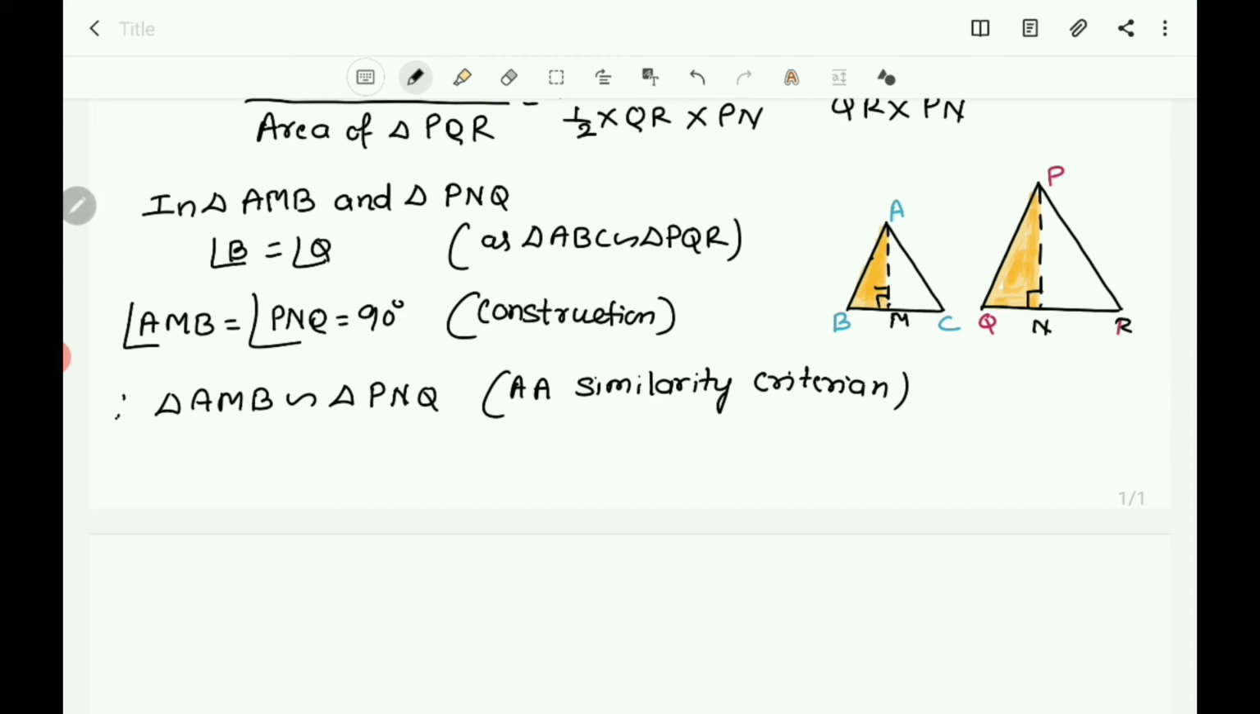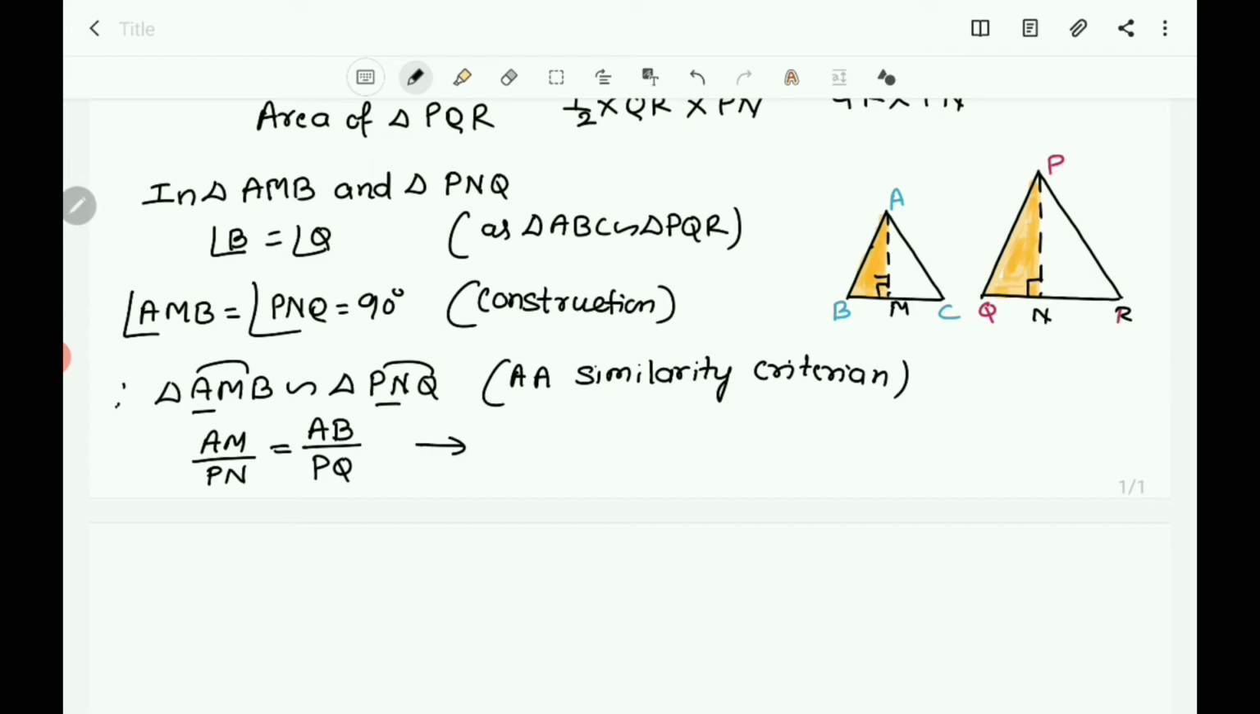Therefore, you can write AM by PN is equal to AB by PQ. Why is it so? Because the ratio of the corresponding sides of similar triangles is equal. That you can give as the reason here.